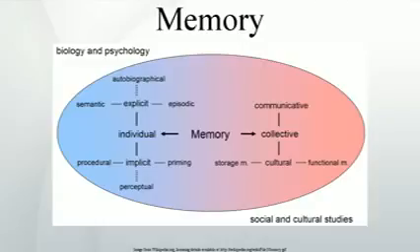Memory and stress. Stress has a significant effect on memory formation and learning. In response to stressful situations, the brain releases hormones and neurotransmitters, glucocorticoids and catecholamines, which affect memory encoding processes in the hippocampus.